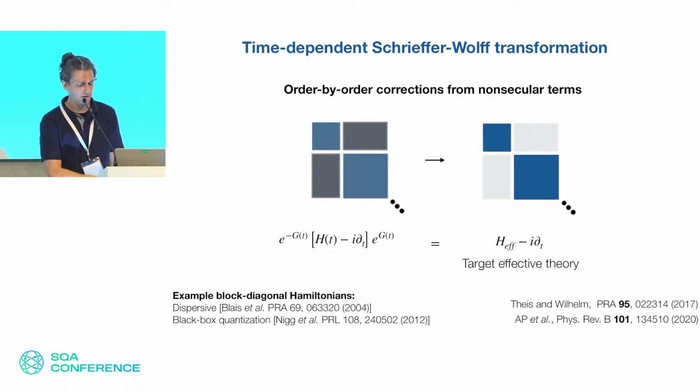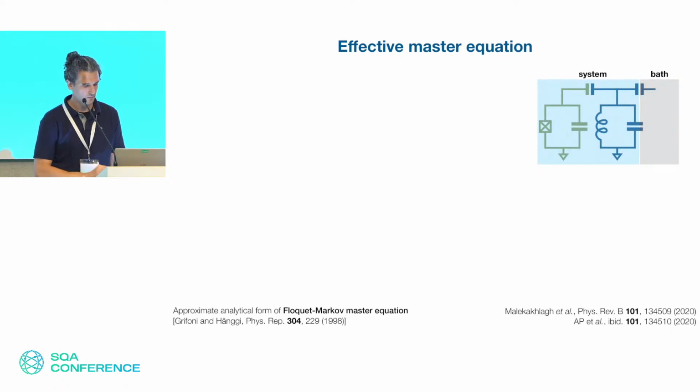And you get a target effective theory, which is essentially more diagonal. You stop at some point where your precision is good enough. And I just want to stress that this is actually not foreign. We have seen this over and over. For example, the dispersive Hamiltonian is such a Hamiltonian. And also the black box quantization Hamiltonian, for those of you who are familiar with it, is also such a perturbatively obtained Hamiltonian.